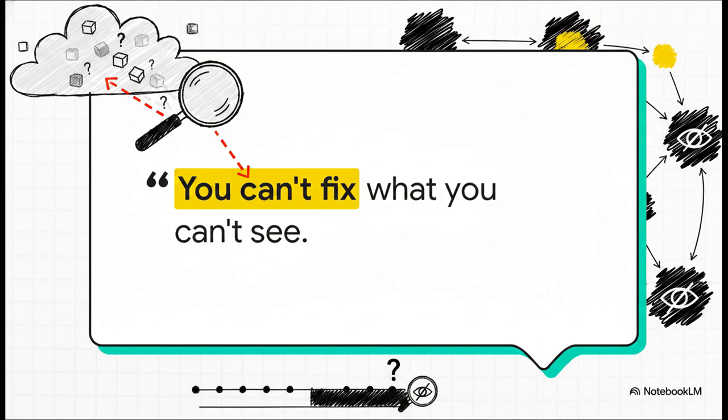If a failure happens, let's say a pod gets OOM killed, meaning it ran out of memory and the system destroyed it, and you didn't ship those logs and metrics off the node before it vanished, well, congratulations, you are now a paranormal investigator trying to troubleshoot a ghost. That incident is effectively invisible to your engineering team. You simply cannot fix what you cannot see.